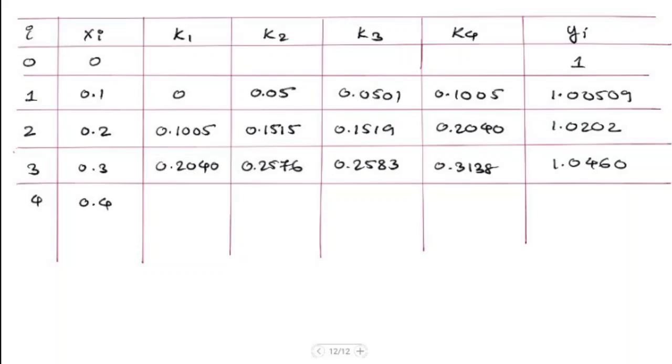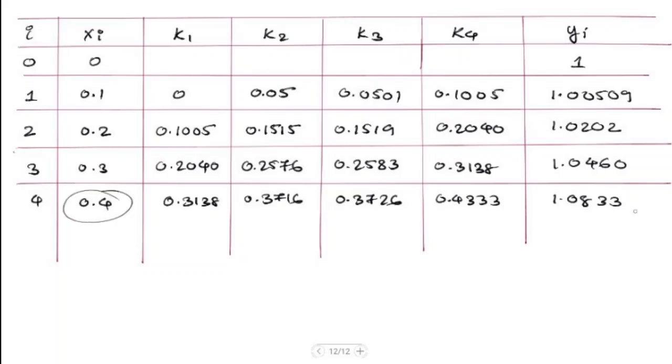And here we got 0.3138, 0.3716, 0.3726, and 0.4333, 1.0833. So you can see that at x is equal to 0.4, the value of y is 1.0833.